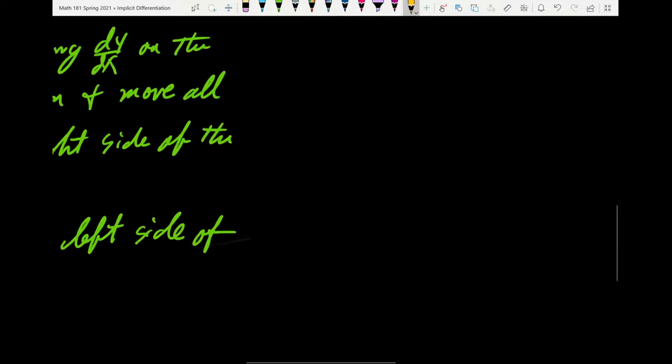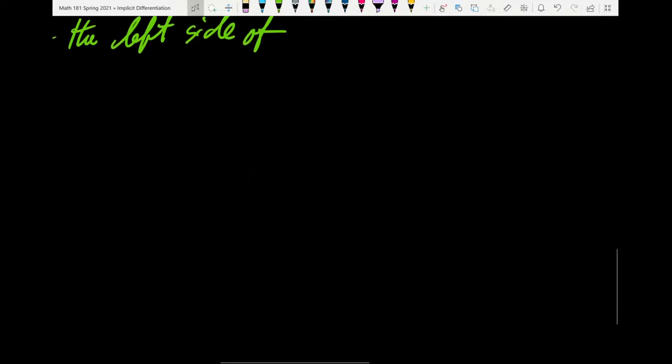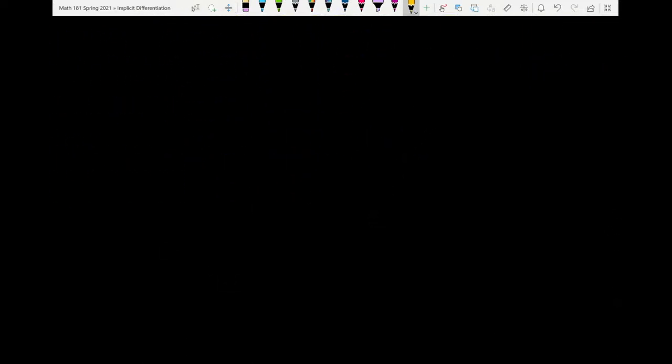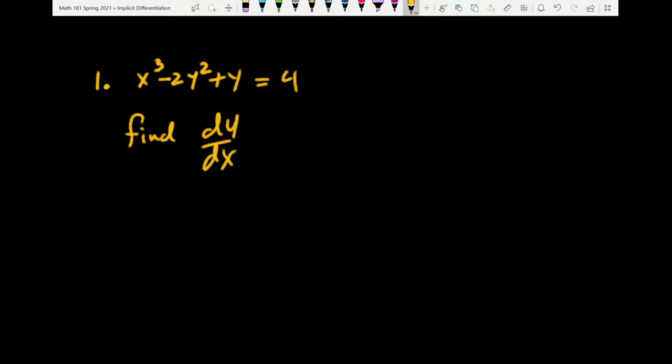Okay, so my young-minded scholars, try this one. Find dy/dx. All right, try this. You want them to do faster? All right.